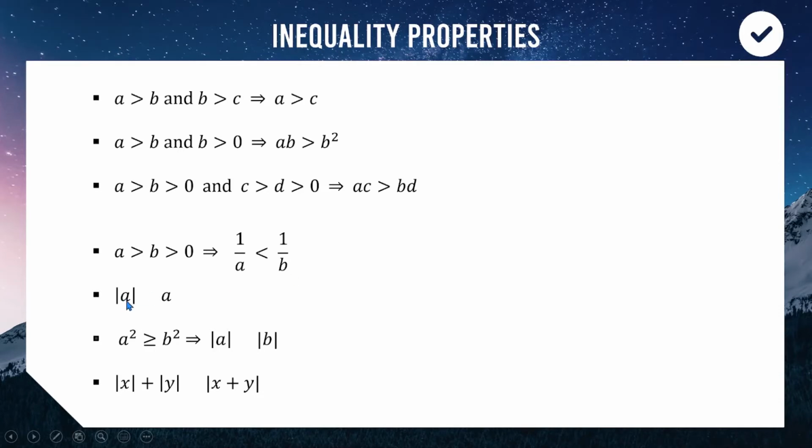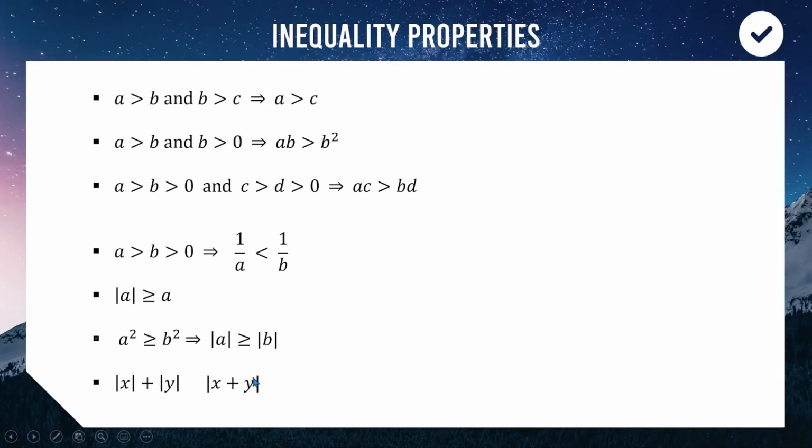Next one, fairly obvious. The absolute value of A is always going to be greater than or equal to A. If A is positive, they'll be equal. If A is negative, then the absolute value of A will be positive, and thus it'll be larger. For the next one, pretty similar, if A squared is greater than or equal to B squared, this means that the absolute value of A is greater than or equal to the absolute value of B. And the last one, we already explored in an earlier lesson, which you may be familiar with.